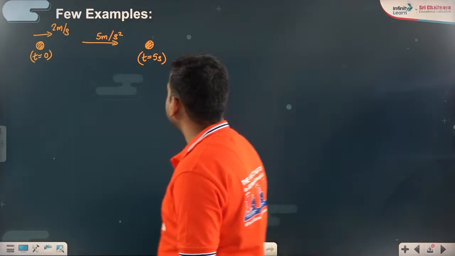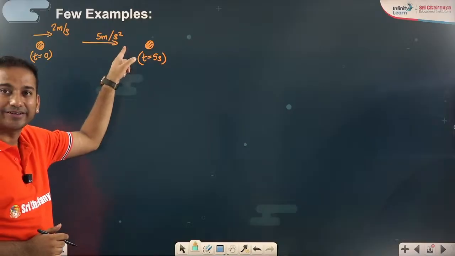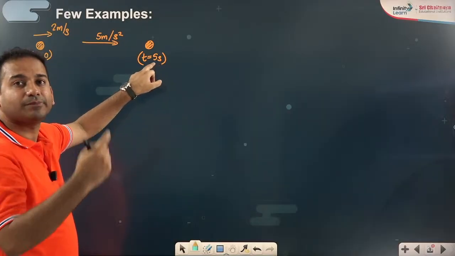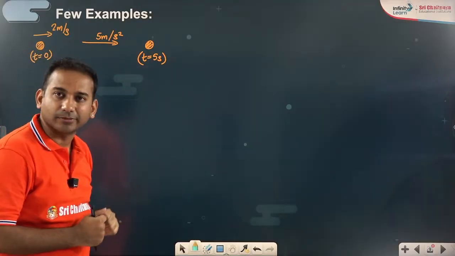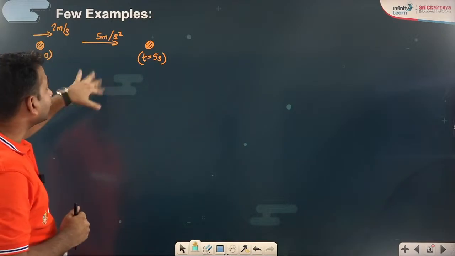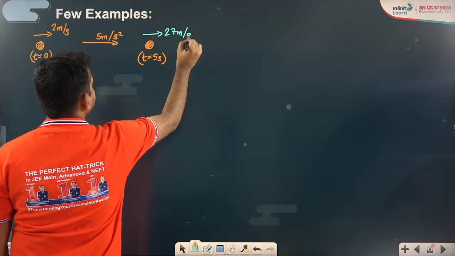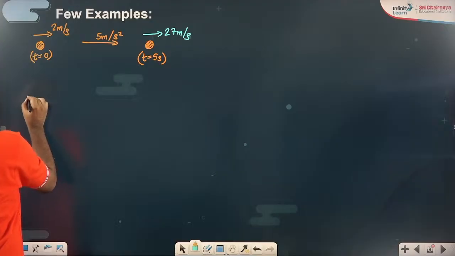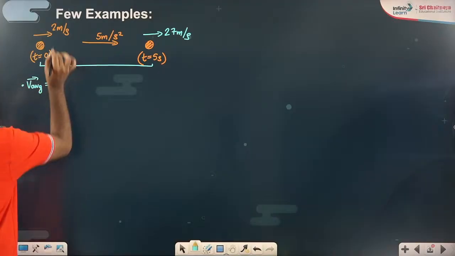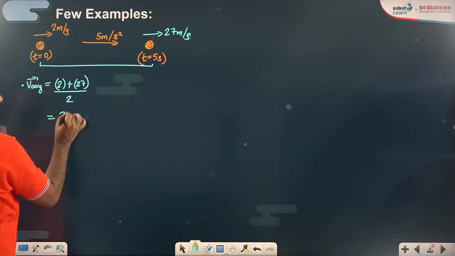This is the first example. First of all, what is the final velocity? With a rate of 5 meter per second square, in the supportive direction to the motion, in 5 seconds, how much will be the increment? 5 into 5, 25 meter per second. The initial velocity is 2 meter per second, and you have gained 25 meter per second. What will be the final velocity? Yes, 27 meter per second. Then if they are asking for the average velocity, it will be u vector plus v vector by 2. So 2 plus 27 by 2, that is equal to 29 by 2.